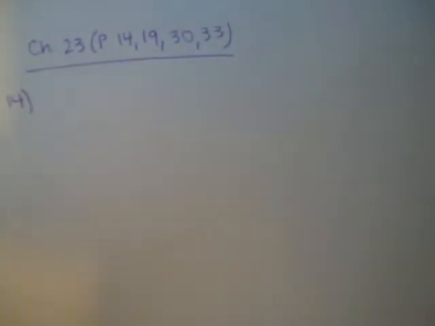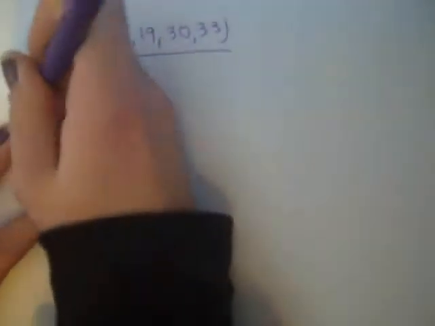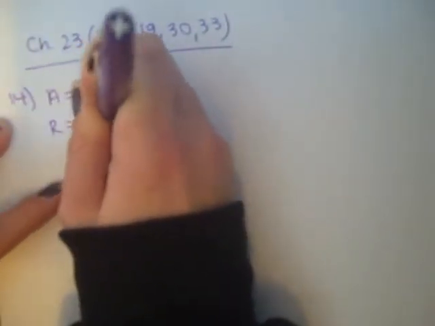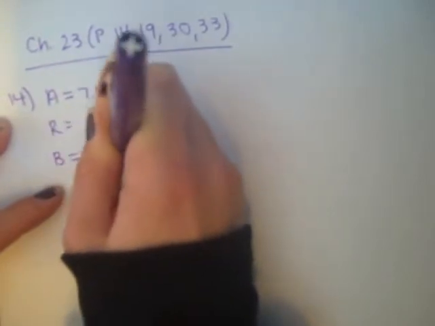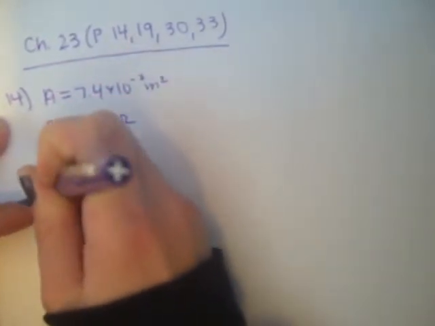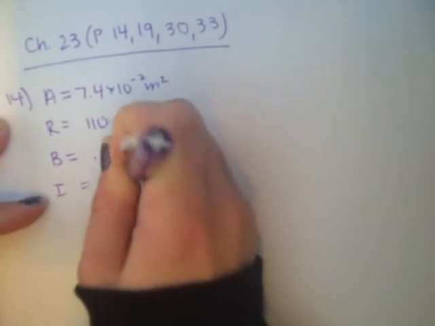So I'm going to start here because we got a lot of numbers with just listing our givens. It says the area of the loop is 7.4 times 10 to the negative second meters squared. The resistance in the loop is 110 ohms. The magnetic field is 0.28 Tesla. And the induced current is 0.32 amps.